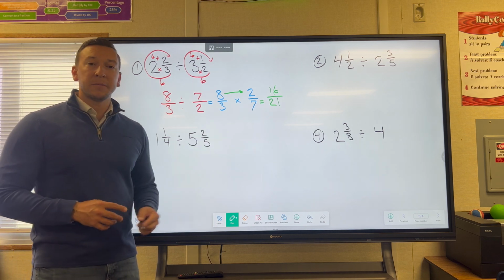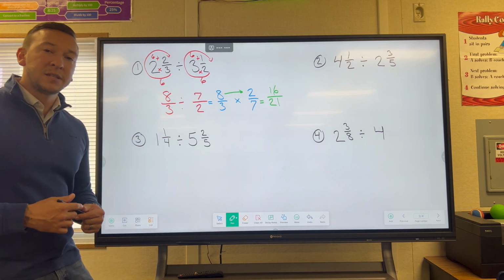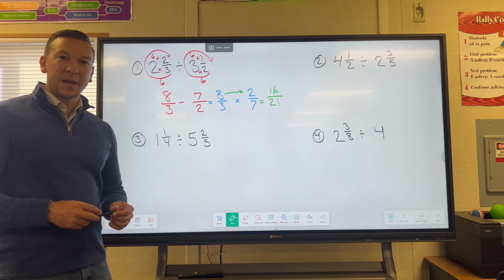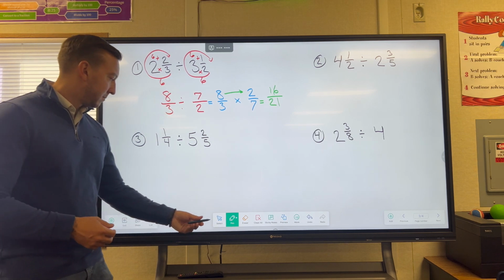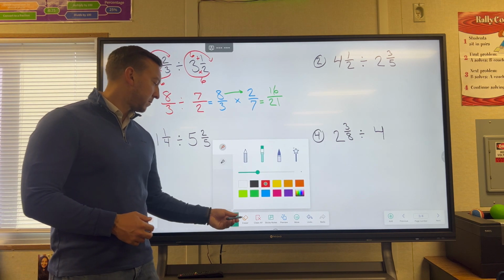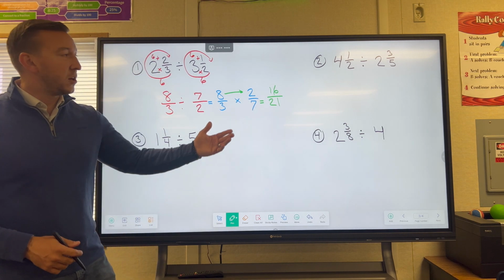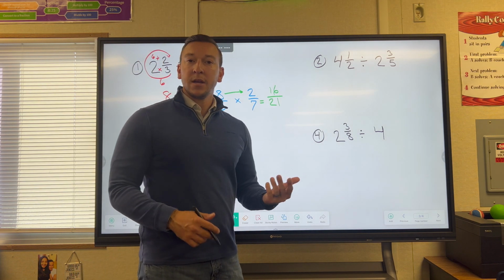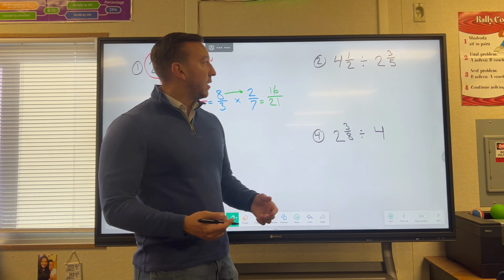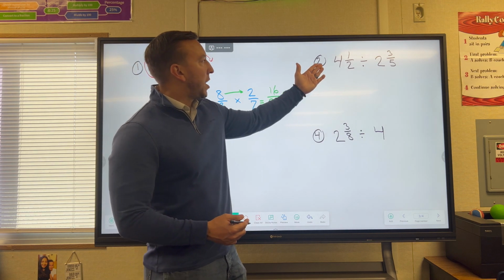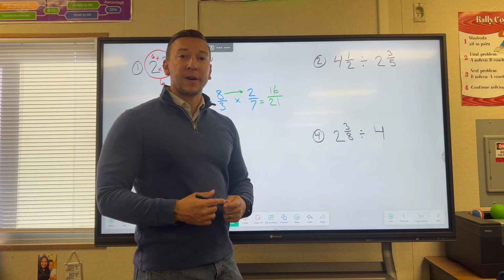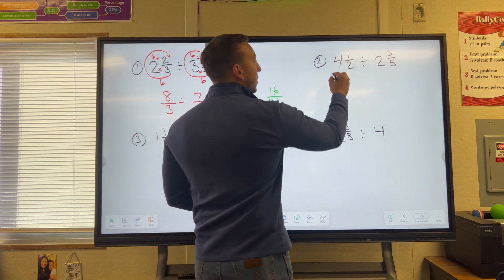Okay, let's move on to number 2. And again, if you need to pause the video so you can solve it, go ahead and do that. When you're ready, press play and we'll continue. All right, let's take a look. Over here, we have 4 1/2 divided by 2 3/5. Well, first things first, let's turn these into improper fractions. Let's use our spin wheel method.